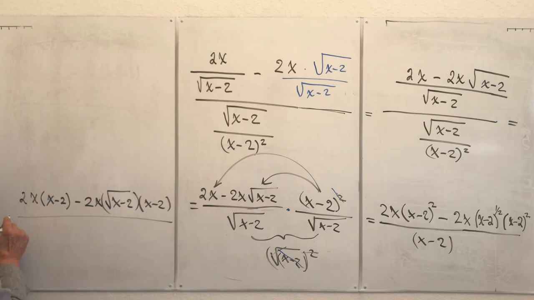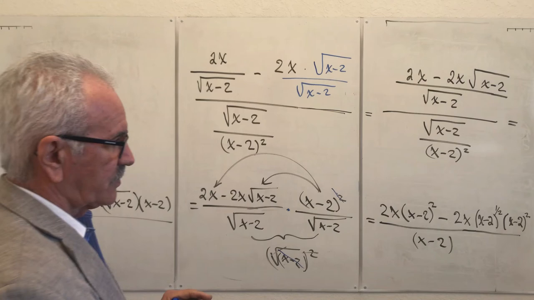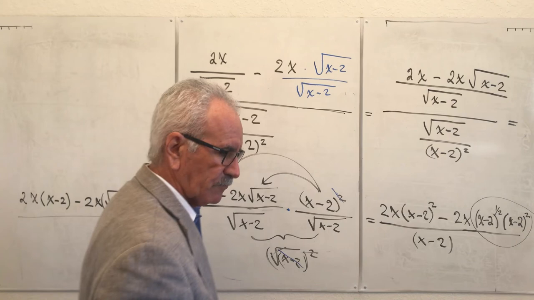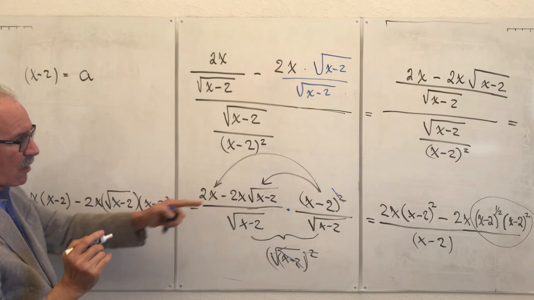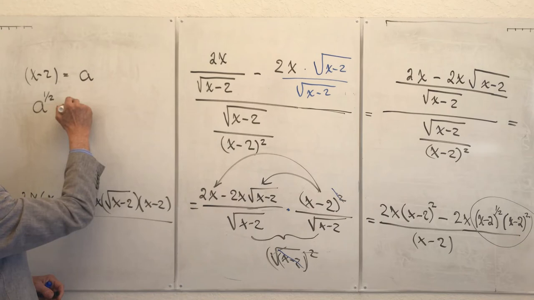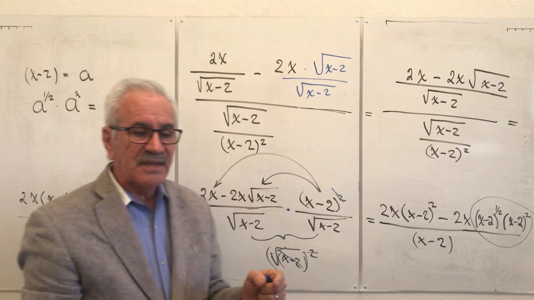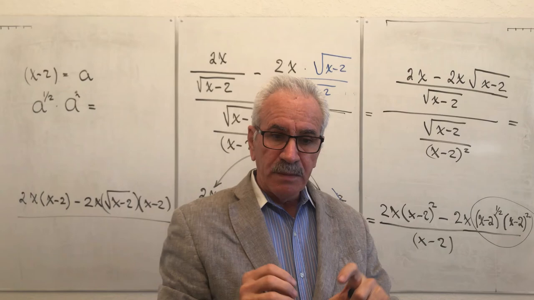This is what we have right now. But question, how do you multiply these two elements? Let's consider that x minus 2 is some number, a. And what you have here is a to 1/2 times a to the second power. And you know, when you have the same base and different exponents in multiplication, you add the exponents.